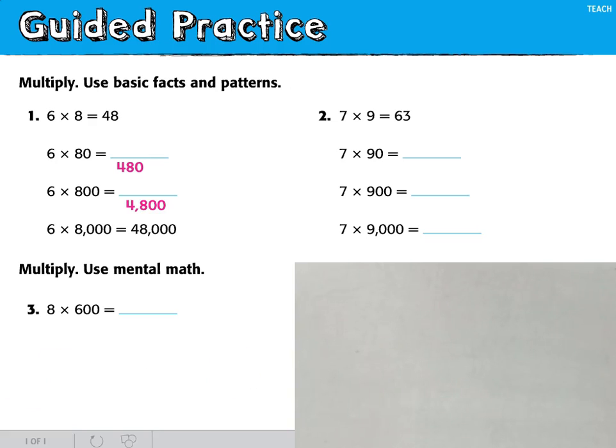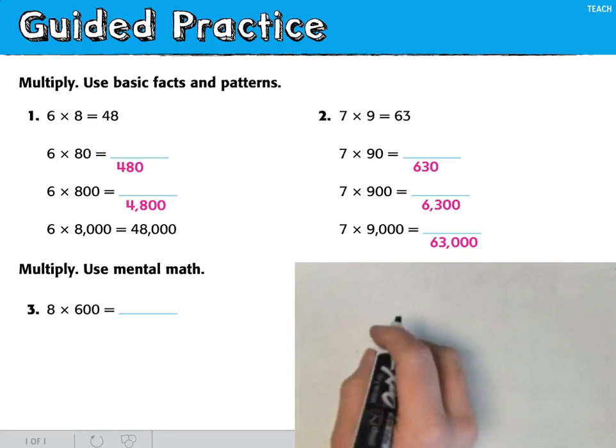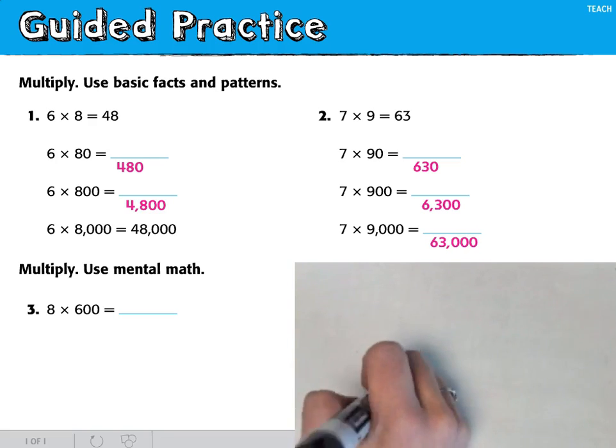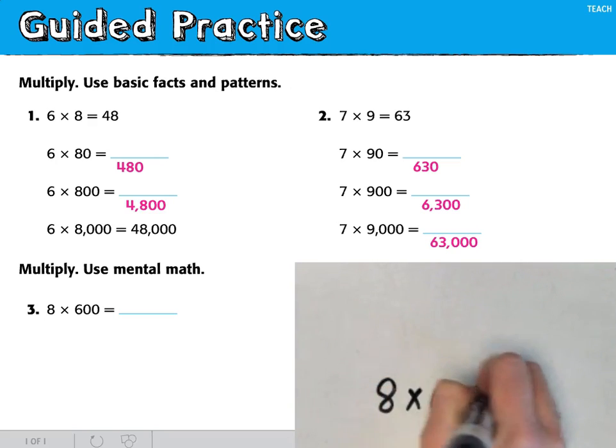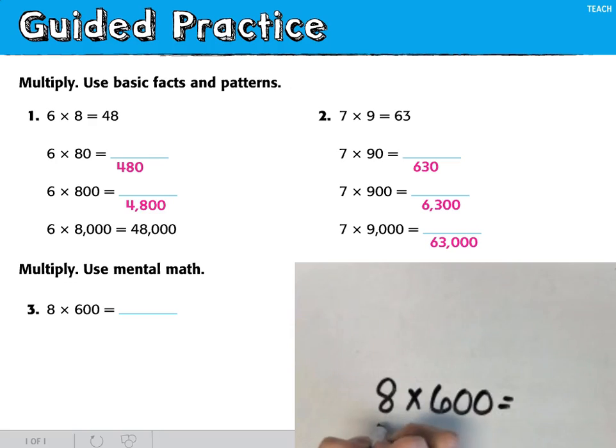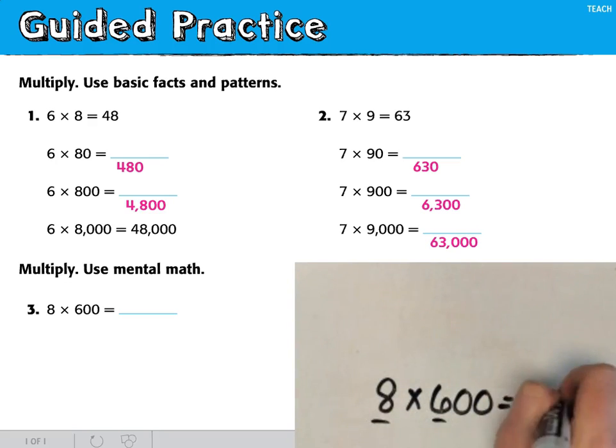Okay, check your answers for number 2. Now we're going to move down to number 3. For number 3, you're going to use mental math. So you have 8 times 600. Remember, start with that basic fact. 8 times 6 is 48, and it's 4,800 because you're multiplying by hundreds, so you need to put the 2 zeros. So the product is going to be 4,800.